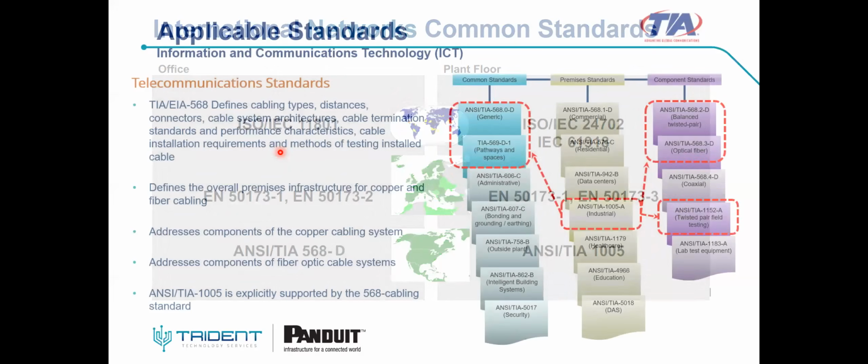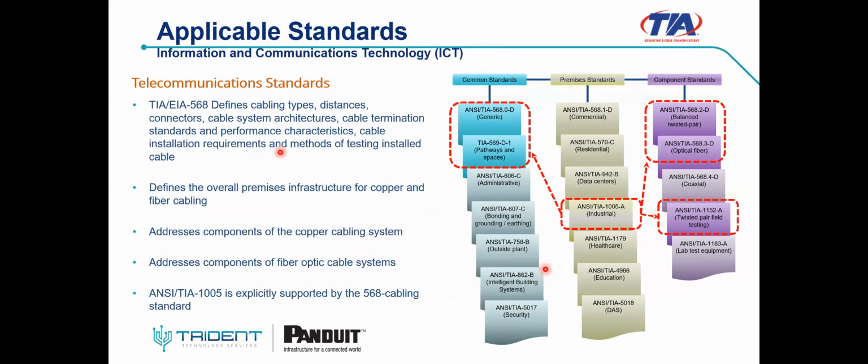So this slide shows a network physical layer standard, which is defined by TIA, the Telecommunications Industry Association. For the premises standards, there are commercial standards for the commercial building, data center, healthcare, as well as the industrial standard. As we said, 1005-A is the latest update for the industrial standard. TIA 568-D is the latest one for the commercial building, which defines the cabling type, distance, connectors, terminations, also the installation and how you can test your cabling.